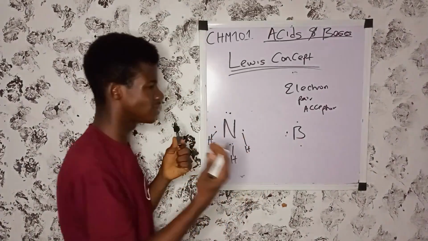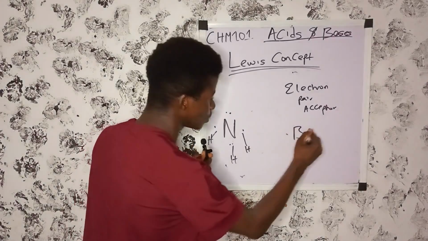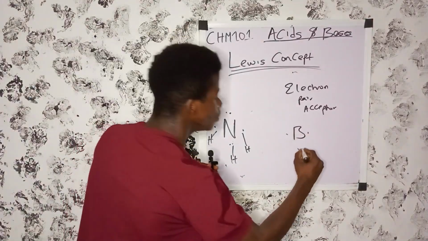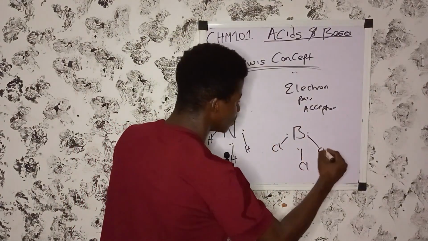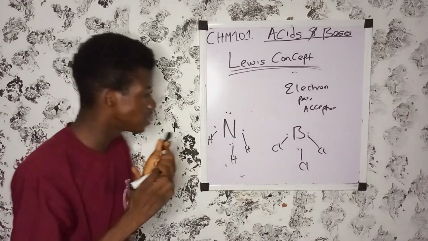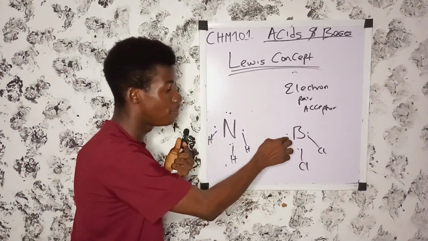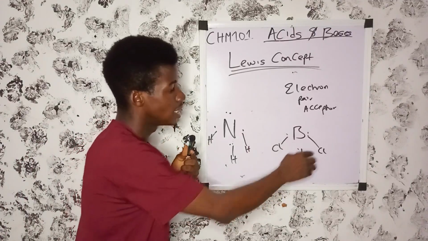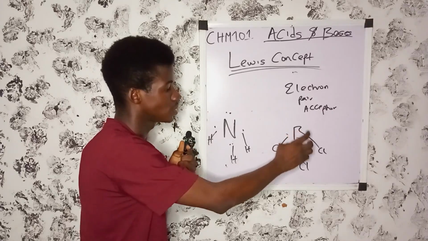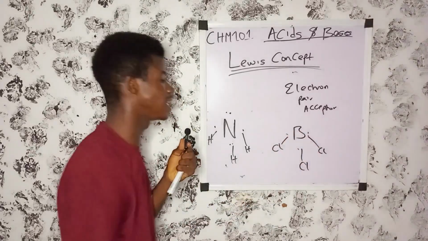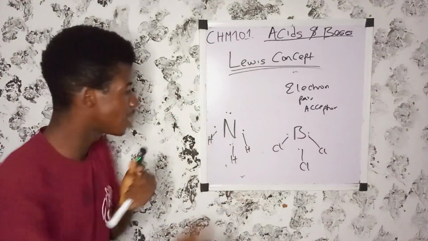Okay, let me do it in a symmetrical manner. 1, 2, 3, still the same thing. So use this to react with chlorine, use this to react with another chlorine, use this to react with another chlorine. That is, chlorine brings its own electron to bond with this one. This other chlorine brings its own electron to bond with this one. This other chlorine brings its own electron to bond with this electron. Now this is boron trichloride.